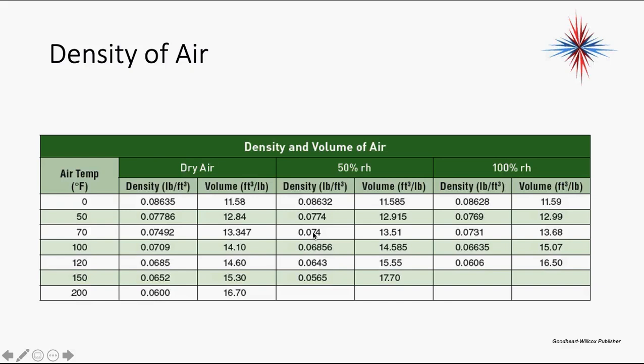As the humidity increases, my density changes and my volume changes, because it becomes more dense, it can fit more into it. As we change air temperature, they don't even have measurements for over 200 degrees for 50% and 100%, because you can't achieve it. So again, this is a table of what we were looking at on the psychrometric chart.